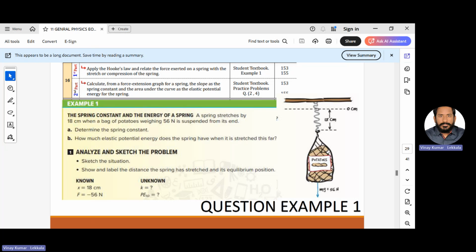The question is given here. A spring stretches by 18 centimeters. Okay, 18 centimeters is the distance. A bag of potatoes weighing 56 Newton is the force. So F is given, x is given. x is in centimeters, convert it into meters.